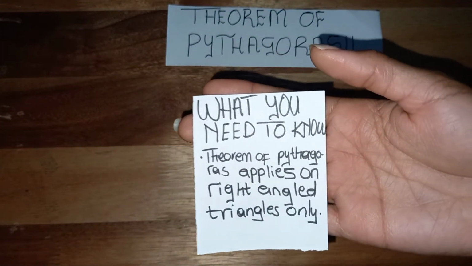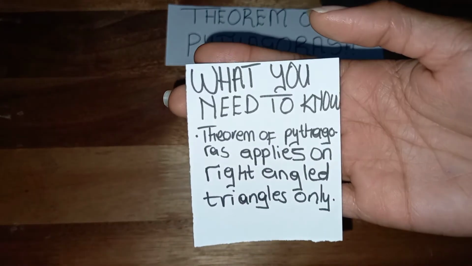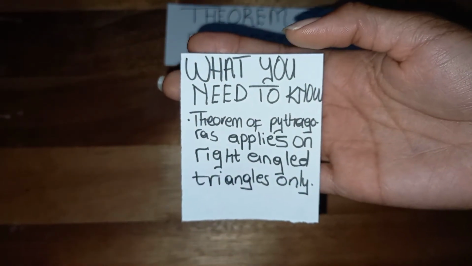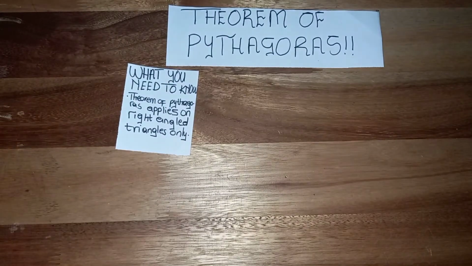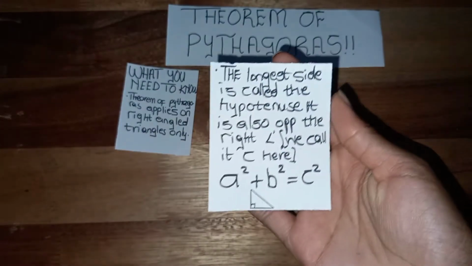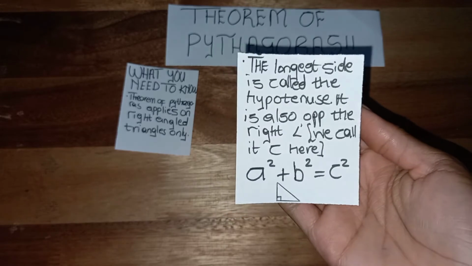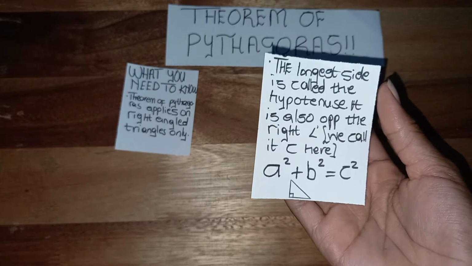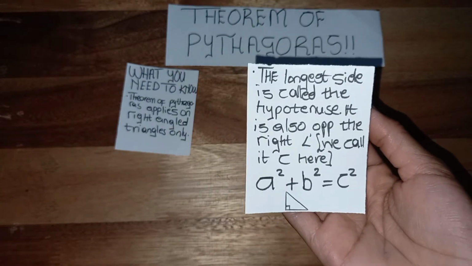The Theorem of Pythagoras applies only on right angled triangles. So the Theorem of Pythagoras applies only on right angled triangles. And what else do you need to know? You need to know that the longest side is called the hypotenuse. So the longest side of a right angled triangle is called the hypotenuse. It is always opposite the right angle. We call it C here.